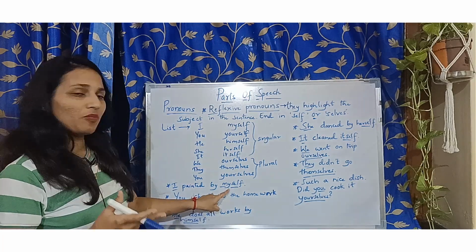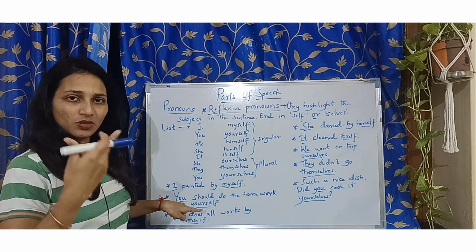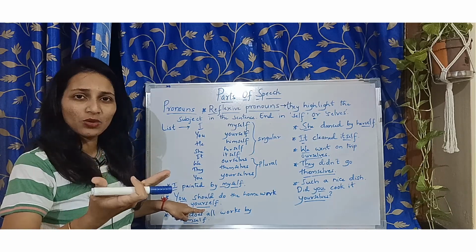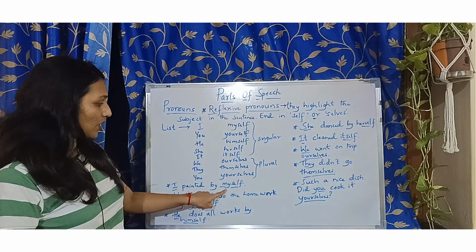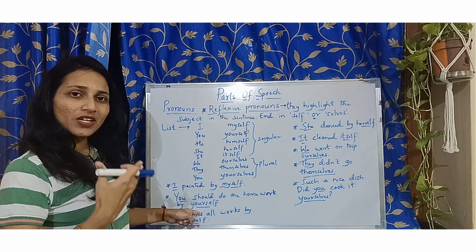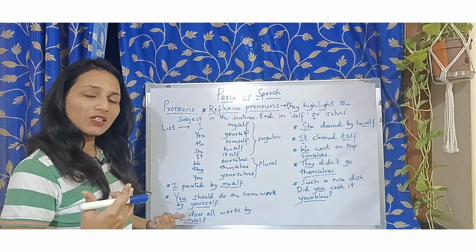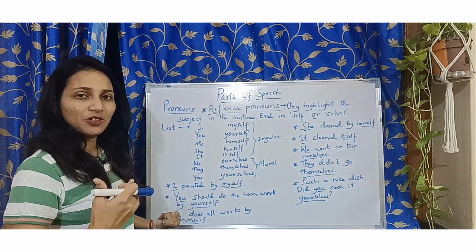And here you can see myself, yourself, himself. They're all coming back to the subject again. They're all reflecting back to the subject again. In this sentence, myself is reflecting back to the pronoun I. Yourself is reflecting back to the pronoun you. Himself is reflecting back to the pronoun he.